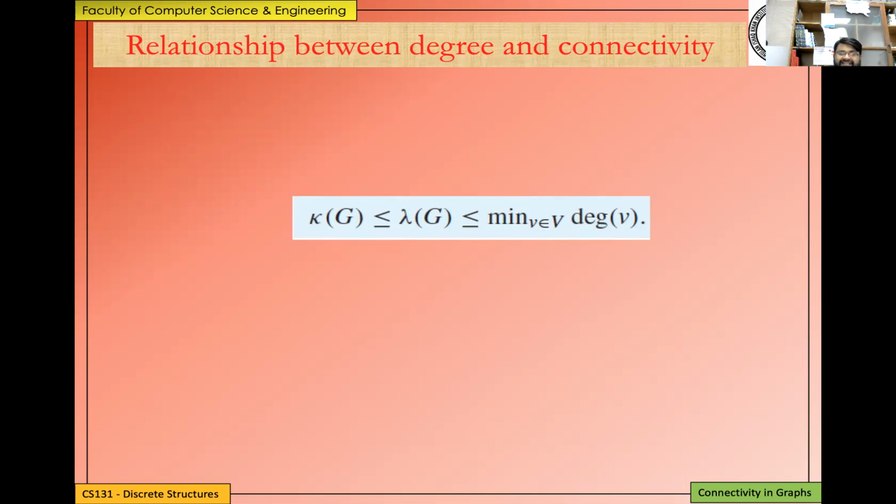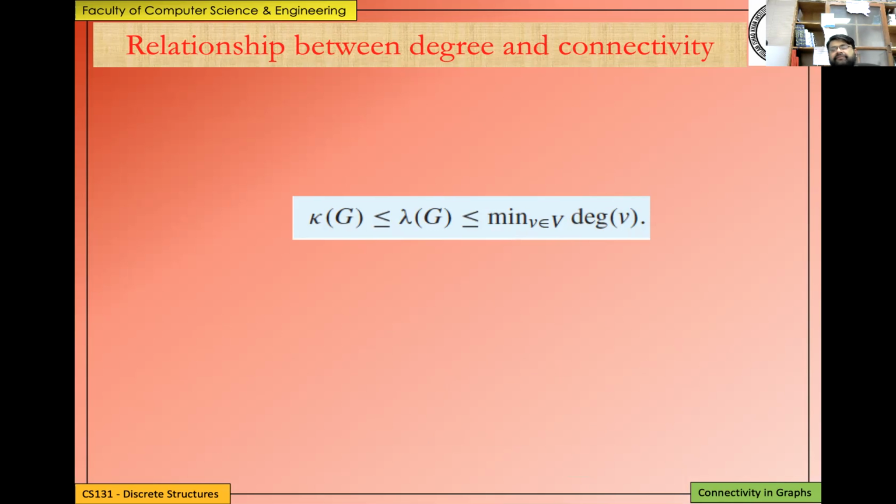And similarly, the number of vertices that you need to cut to produce a disconnected graph is always going to be less than or equal to the number of edges that you need to remove to produce a disconnected graph, basically. So that is the relationship between degree and connectivity, and the edge connectivity as well as the vertex connectivity of a graph.